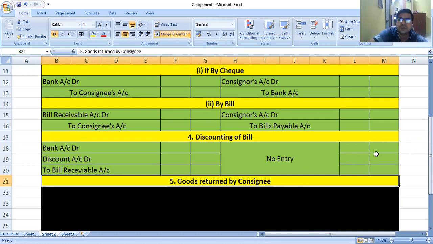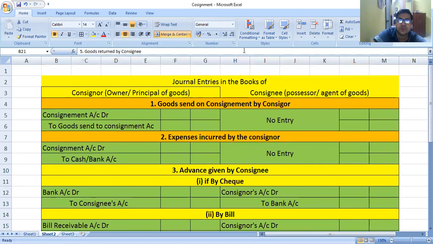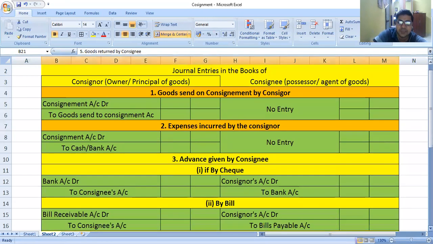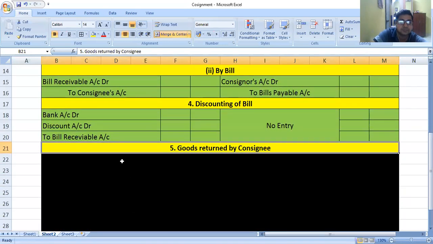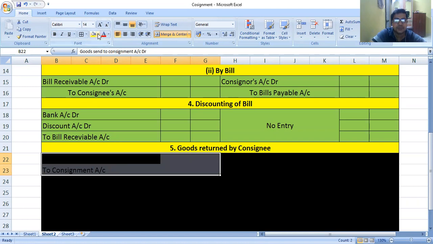Now, if you see the first entry, whenever the goods are sent, what was the entry? The entry was: consignment account debit to goods sent to consignment account. Whenever the goods are returned, the entry is exactly opposite. It's very easy. We have to pass the opposite entry.